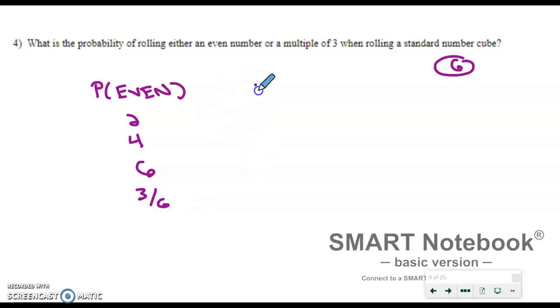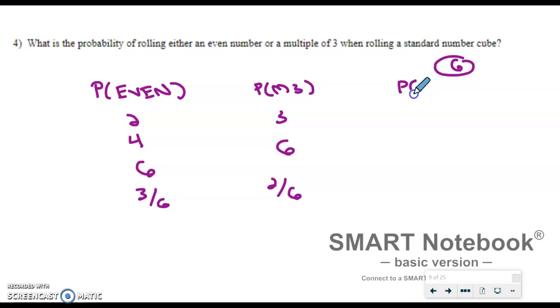So let's look at a multiple of 3. Is 1 a multiple of 3? No. Is 2 a multiple of 3? No. Is 3? Yes, 3 is a multiple of 3. 4 is not, 5 is not, 6 is not. So it looks like that probability is 2 out of 6.